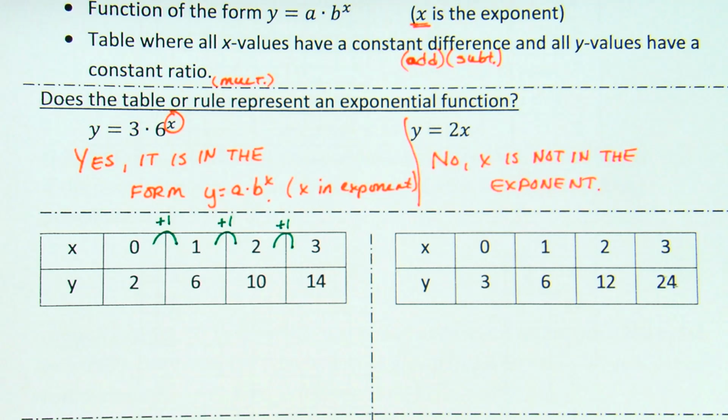But how? They have to be constant multiplying. So like last time it was plus 1, plus 1, plus 1. It has to be multiplied by the same number. So, how do you get from 2 to 6? In terms of multiplication? Times 3.